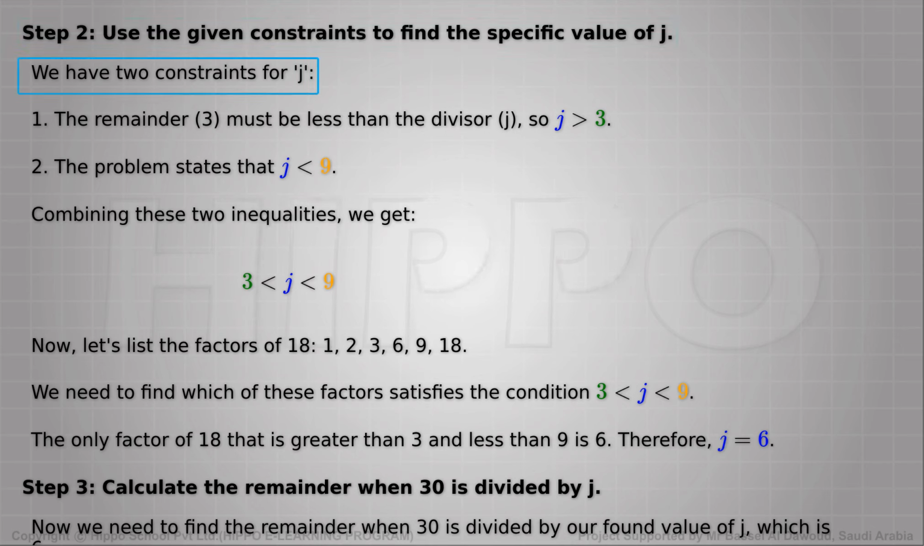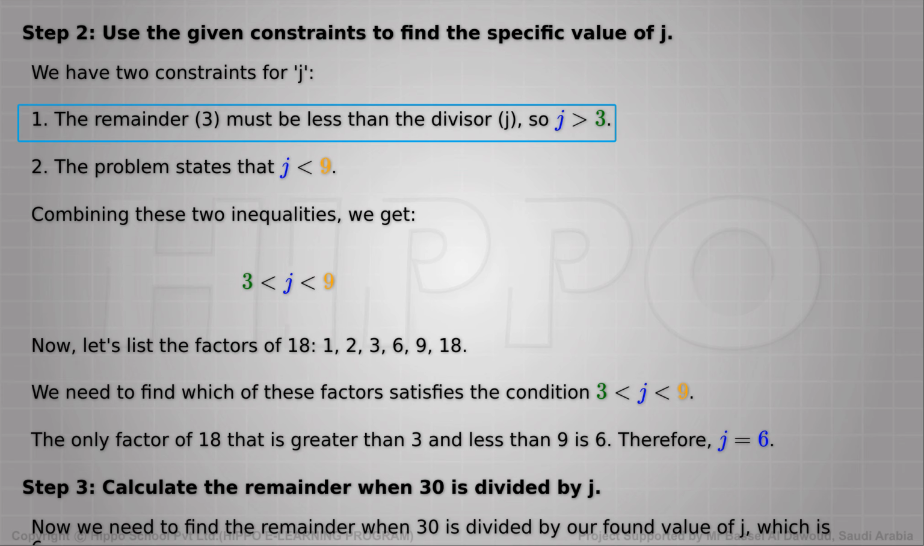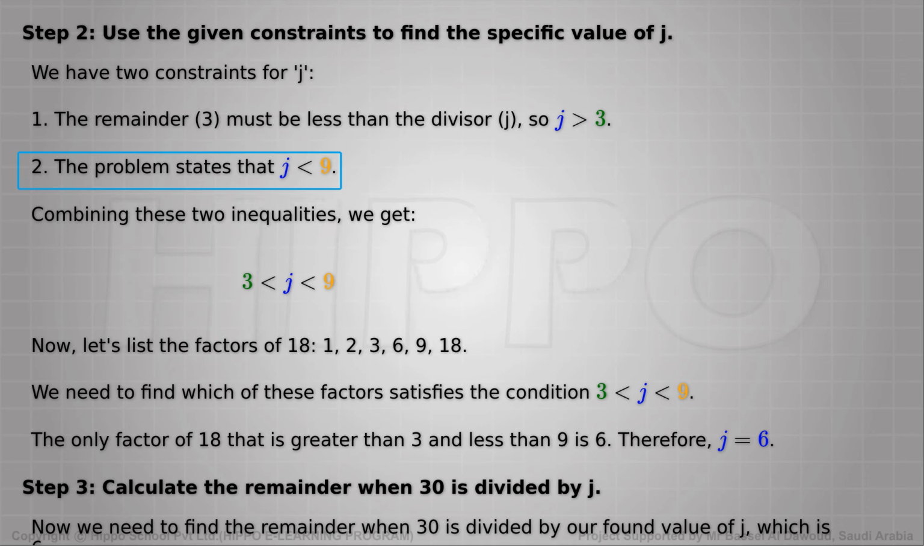We know j is a factor of 18, but we need to find its exact value. The problem gives us 2 crucial clues. First, a fundamental rule of division is that the divisor must be larger than the remainder. Since our remainder is 3, we know j must be greater than 3. The second clue is given directly. j is less than 9. When we combine these 2 conditions, we see that j must be a number between 3 and 9.